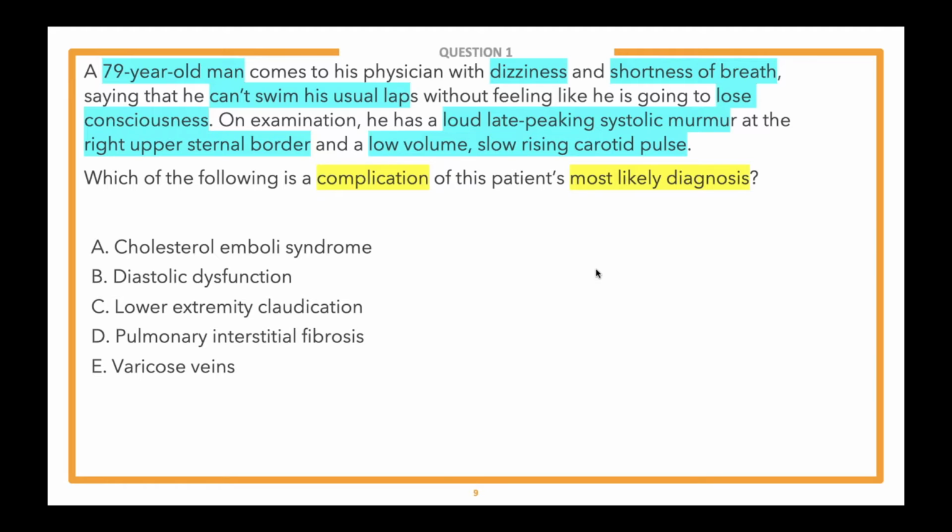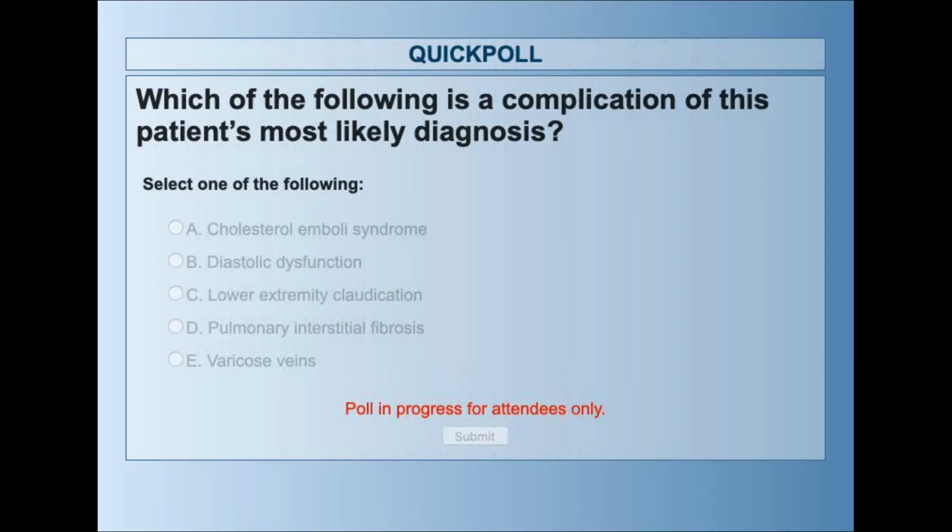Answer choice E, varicose veins. D, pulmonary interstitial fibrosis. C, lower extremity claudication. B, diastolic dysfunction. And A, cholesterol emboli syndrome. So we're going to go ahead and open up that poll. Go ahead and select the answer choice you think is the best answer, and we'll talk about it in just a few seconds.